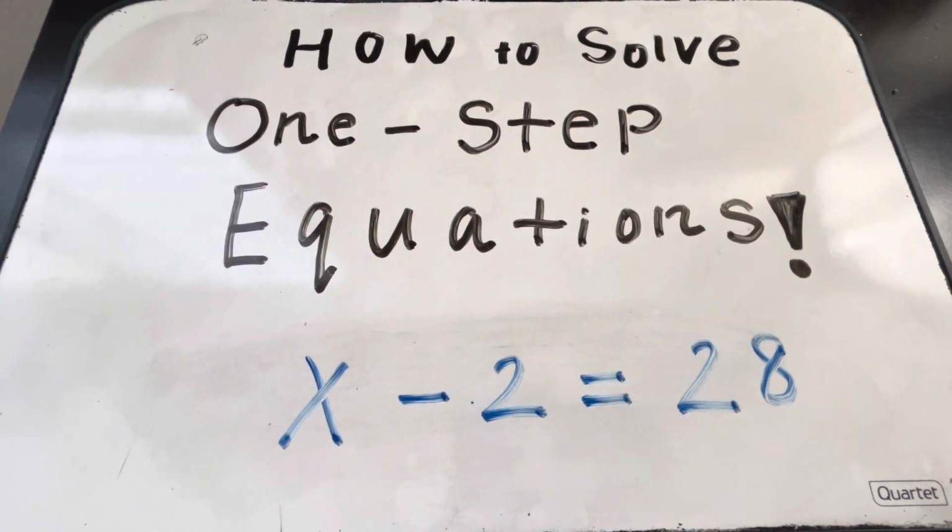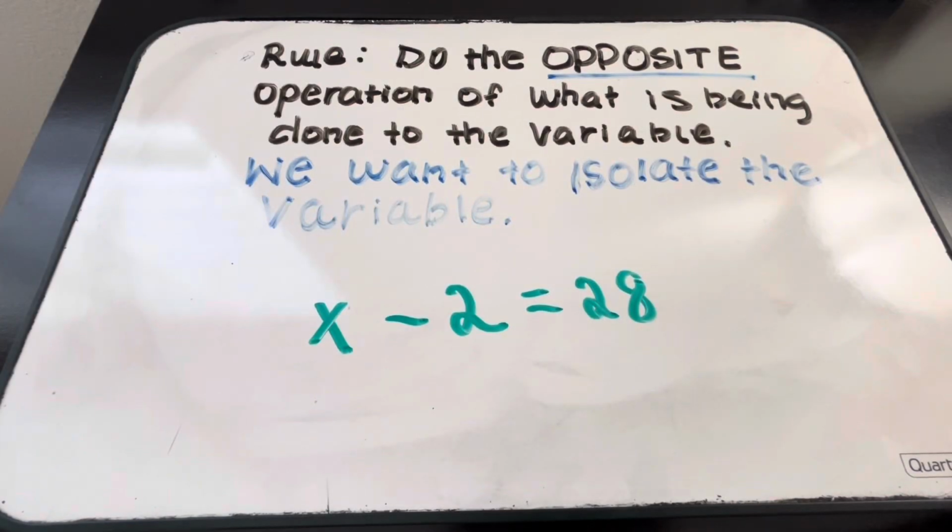Hello, today I'm going to be teaching you how to solve one-step algebraic equations. Our goal is to isolate the variable. So, in order to do that, we must use the opposite operation of what is being done to the variable.